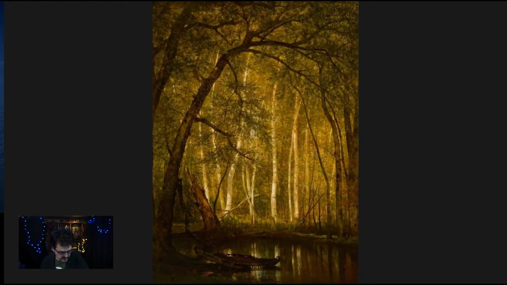And today we're going to look at a Thomas Worthington Whittredge titled The Old Hunting Ground. He was an artist of the Hudson River School. His dates are 1820 to 1910. So let's pop over and take a look at this painting.